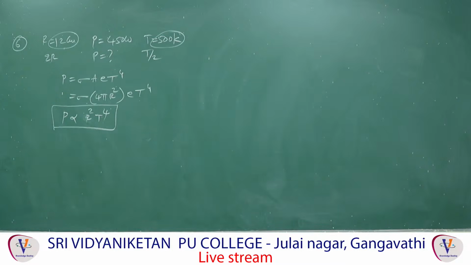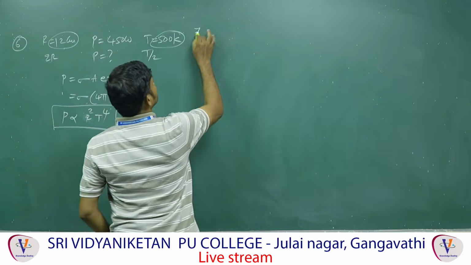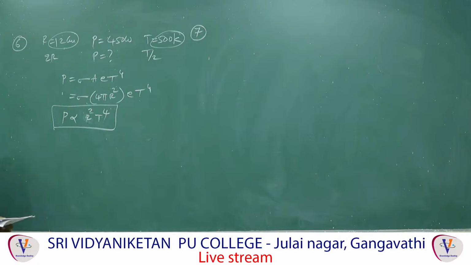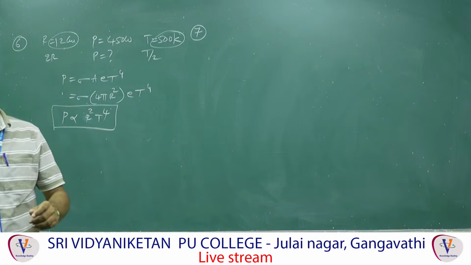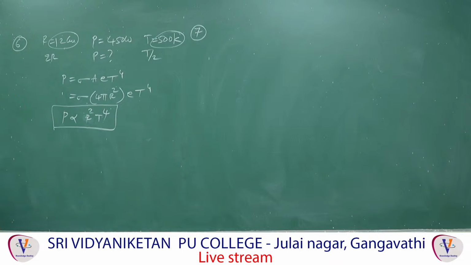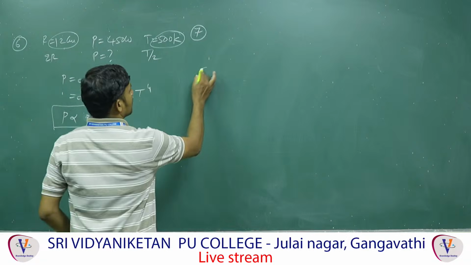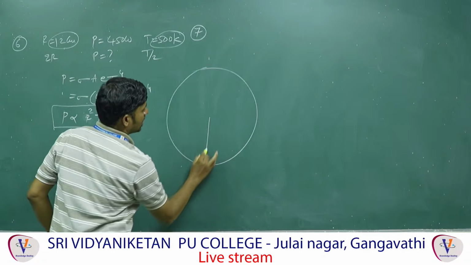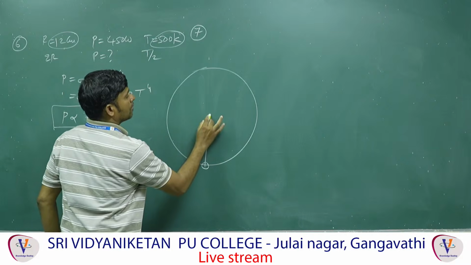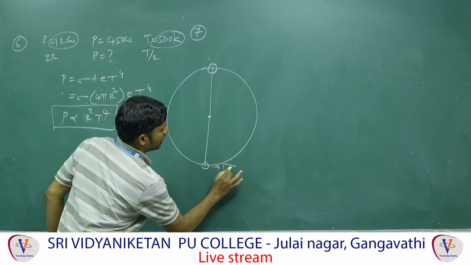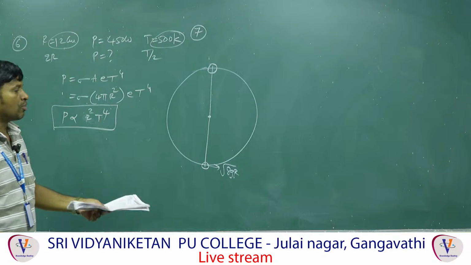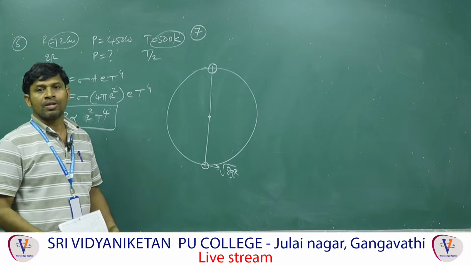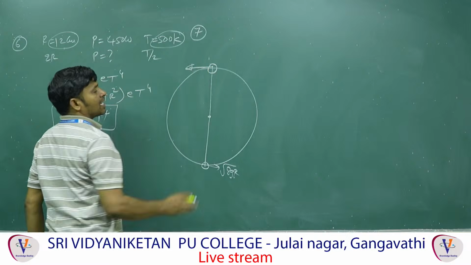Now next, question number 7. A stone is rotated in a vertical circle. The speed at the bottommost point is root 8 gR, where R is the radius of the circle. What is the ratio of the tensions at the top and the bottom points? Here we don't know the velocity at the top.